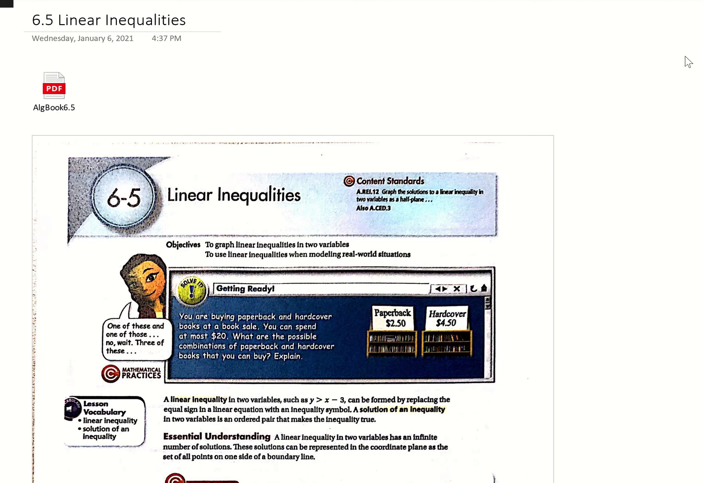Today we are doing 6.5, which is linear inequalities. We're going to look to graph linear inequalities in two variables, and that's really the main thing. We looked a little bit at inequalities on a number line. Now we're graphing using an actual four-quadrant graph. All right, so we'll go ahead and get right into that right now.